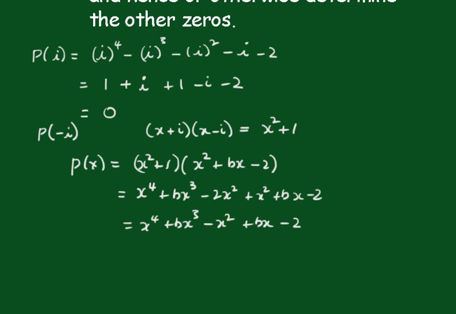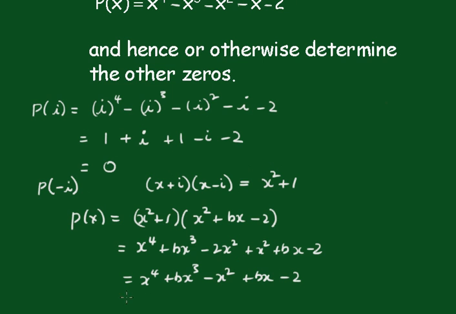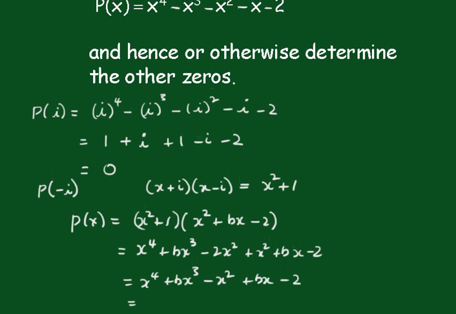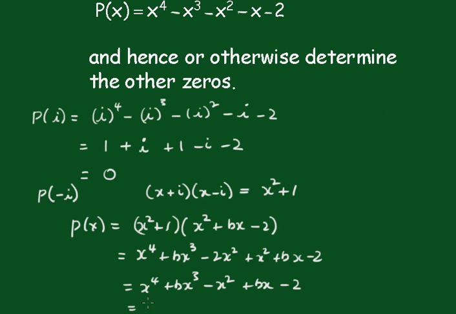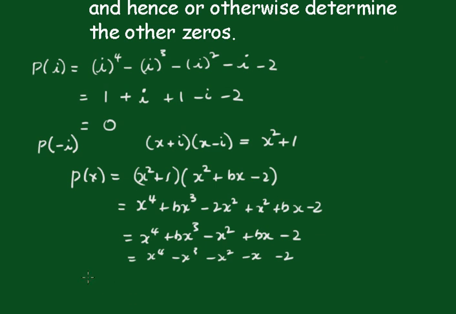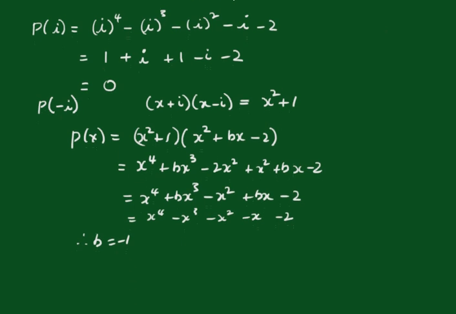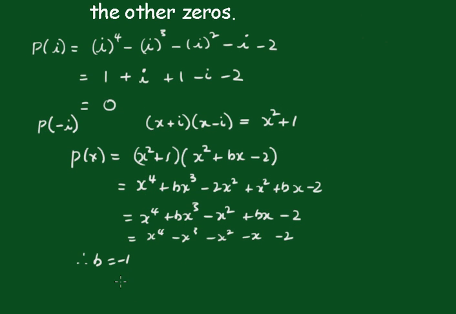Now the original equation is, let's write this underneath this one, x to the fourth minus x cubed minus x squared minus x minus 2. And I think you can see that the b has to be equal to negative 1. Therefore b equals negative 1, because these are identically equal to each other. Right, so we can say that p(x) must be equal to x squared plus 1 times x squared minus x minus 2.